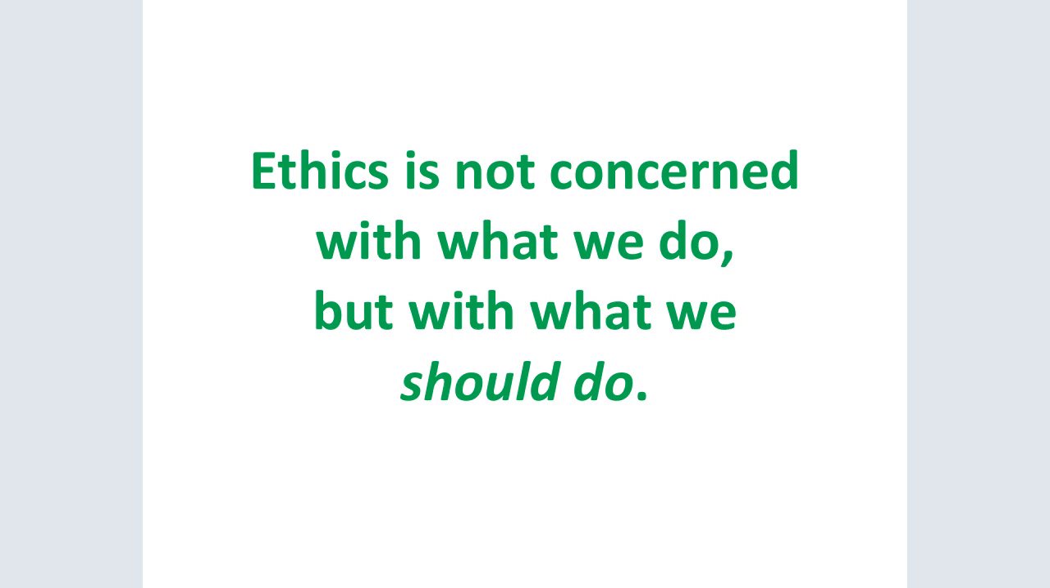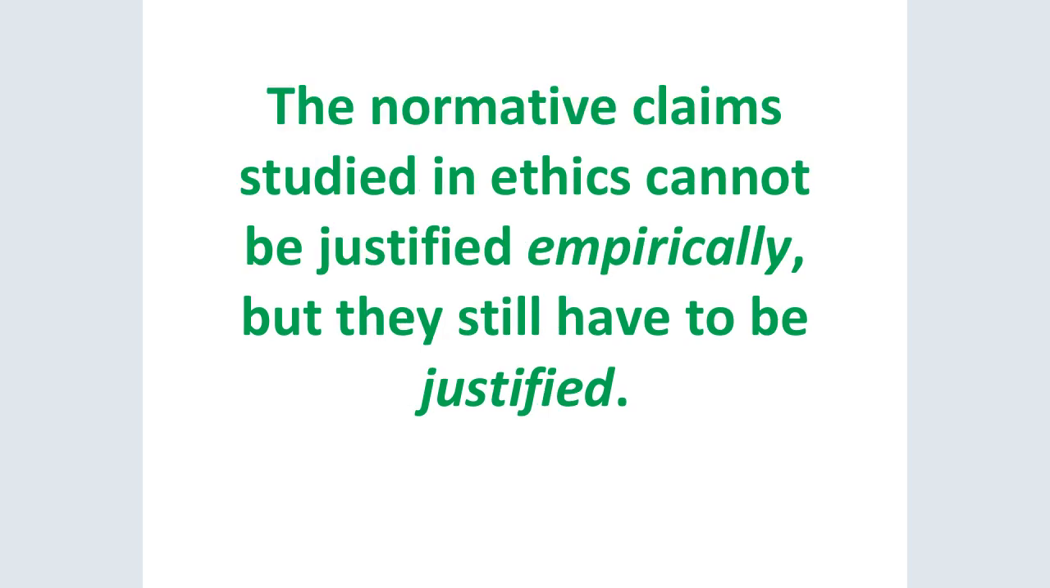And a big takeaway was that ethics as a branch of philosophy is not concerned with what we do, but what we should do. And so the normative claims we study in ethics can't be justified empirically. That is, you can't just turn to observation, but they still have to be justified. So it isn't because they can't be justified empirically that all of a sudden they can't be justified. So like, no, right? This X over here, if I put an X on empirically, yes, that's appropriate. It cannot be justified empirically, but they still have to be justified. That's still a thing. So how do we do that?